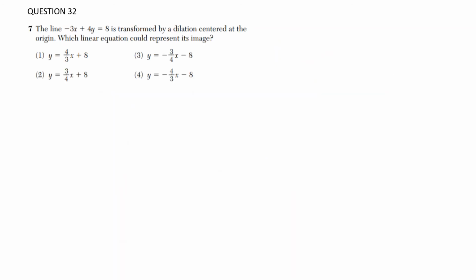The line negative 3x plus 4y equals 8 is transformed by a dilation centered at the origin. Which linear equation could represent its image? So let's reorder this equation into its y equals mx plus b form, just for our sake. So we got negative 3x plus 4y equals 8. We can add 3x on both sides and get 4y equals 3x plus 8, and divide both sides by 4 to get y equals 3/4 x plus 2.